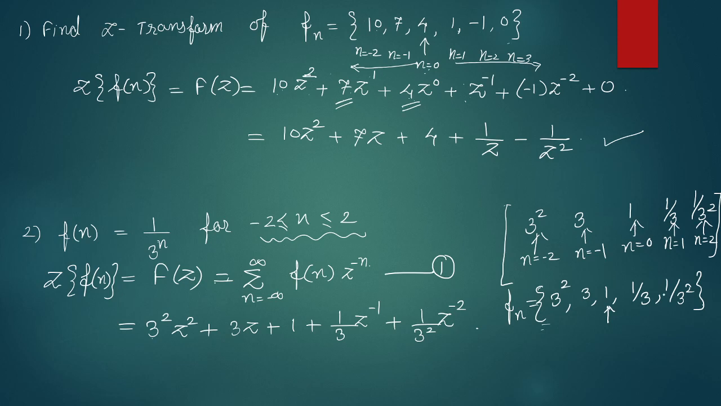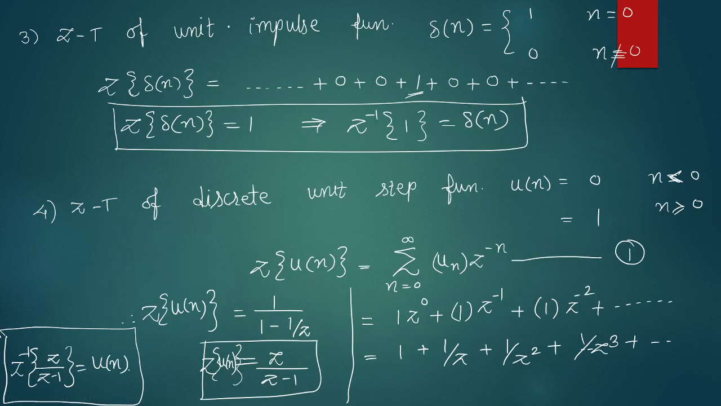Therefore, f of n equal to this, and apply the same method as the previous problem. We write down here 3 square z square plus 3z plus z to the power minus 1 means 1. In this way, we write down the Z transform of this generalized form.